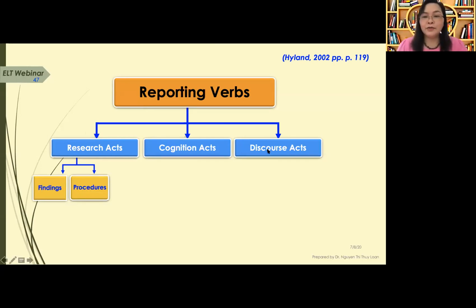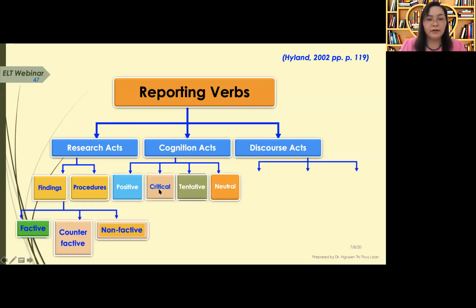And the last group of the reporting verbs is the discourse verbs. This means that you use them to show your evaluation, maybe your acceptance, maybe your objection to what the previous researchers say about it. Okay, so under the 3 denotative meanings of reporting verbs, you have a lot of options for you to show your evaluation.